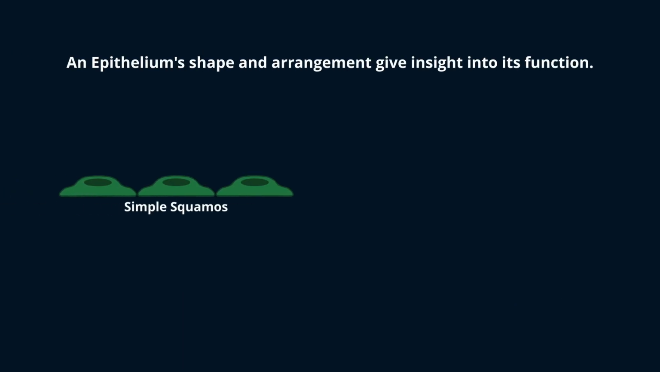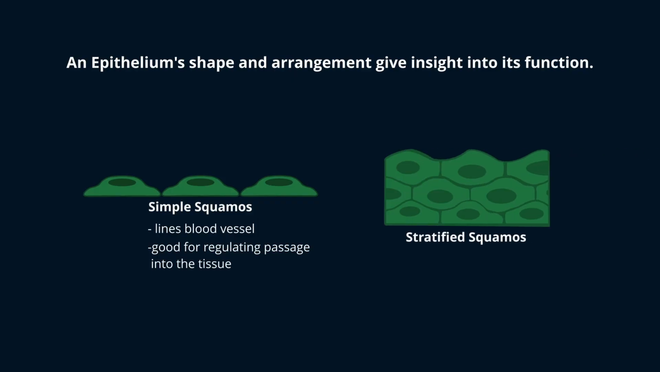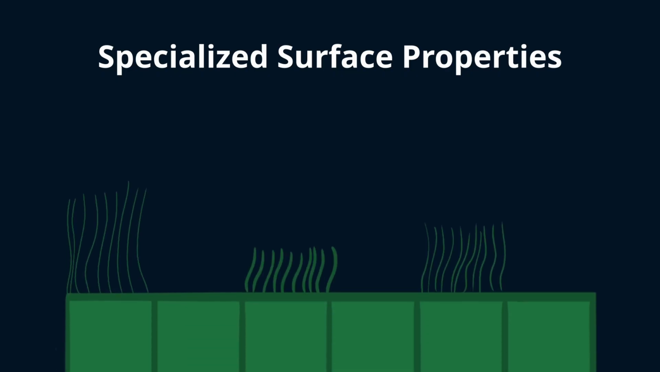For example, simple squamous epithelium line the blood vessels and regulate passage of substances into tissues, while a stratified squamous epithelium is protective and prevents water loss, such as the outer layer of your skin. Epithelial cells can also have distinct traits used to help perform different functions. Surface structures are often found on epithelial cells to aid in substance capture.